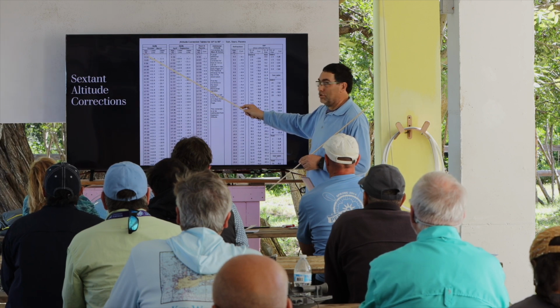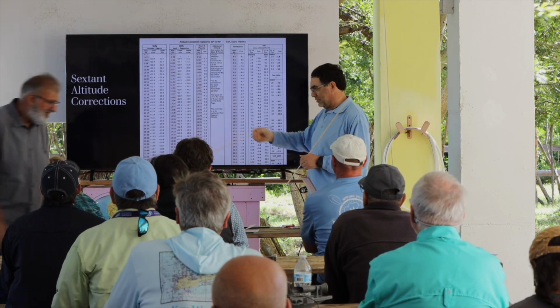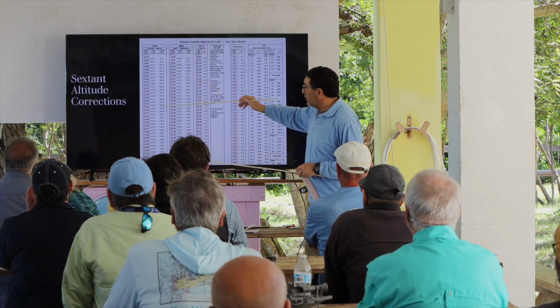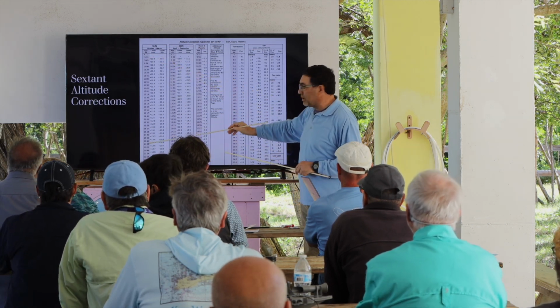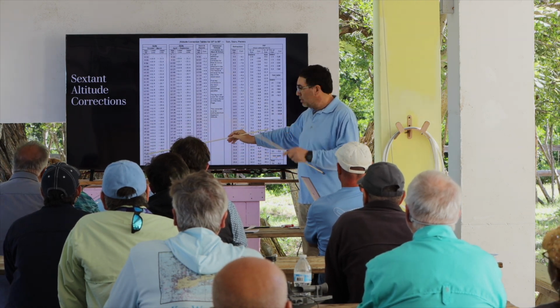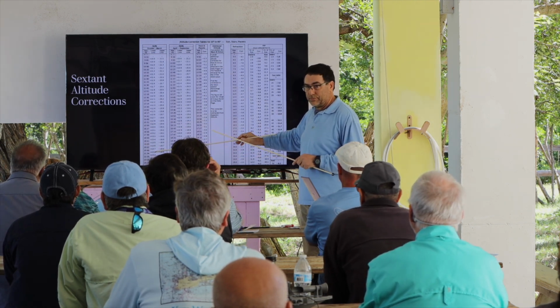Oh, I like that, we have a real astronomer here. The next column is minutes. This is degrees and minutes of altitude with the sextant, okay? And this is the correction in minutes, okay?